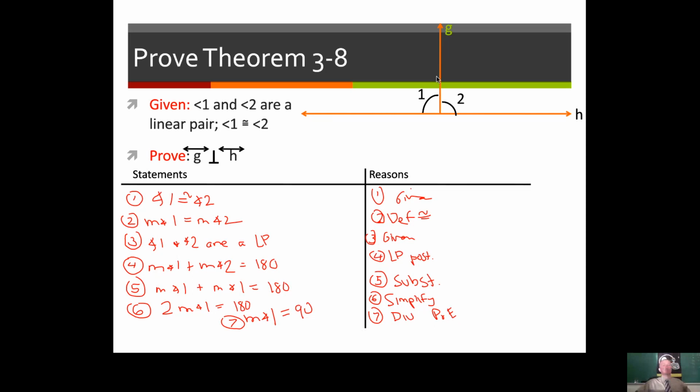Now, if angle 1 is 90, what can you say about the two lines? You can say the two lines are perpendicular. So line G and line H are, that's definition of perpendicular. So we just proved this theorem using all of these things that we already know. So the next time you see two congruent angles that also make a linear pair, you know that those two lines are perpendicular.